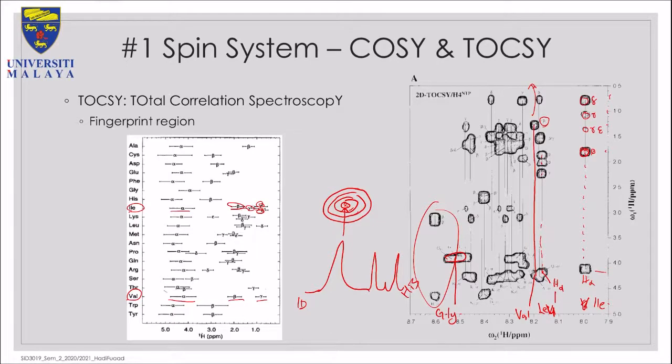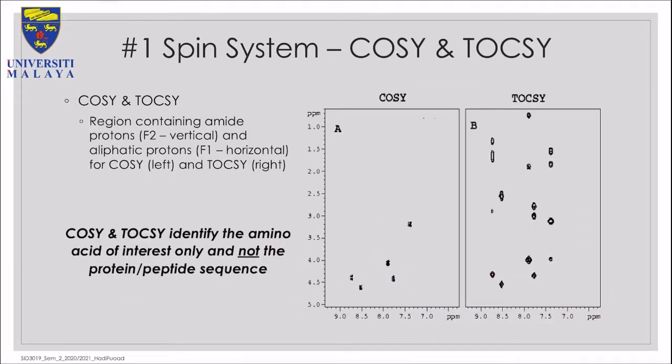TOCSY is very easily identifiable, but again, it doesn't tell you which amino acid is next to the other one. Just to compare between the two spin systems, by doing COSY, what you will see is just this. But if you do TOCSY, you can see the spin system throughout the side chain. So that spin system is similar. You can see 1, 2, 3, 4, and 5, but you don't see the other spin system.